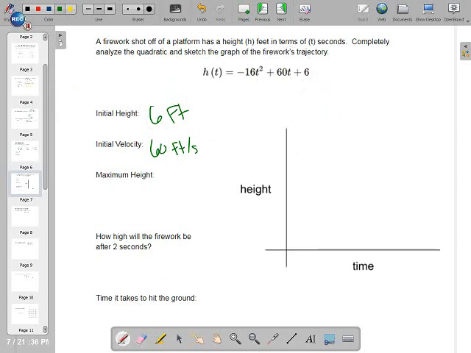And lastly, the maximum height. Wait a minute, maximum height, that's going to require some work. So to find the maximum height, if you imagine that we're drawing a parabola here, it's going to look like that. I need the maximum height. I'm asking you to find the vertex. So we need to go back to finding the vertex by hand and do the opposite of b over 2a, which is negative 60 over negative 32.